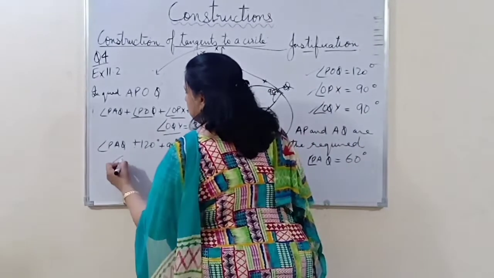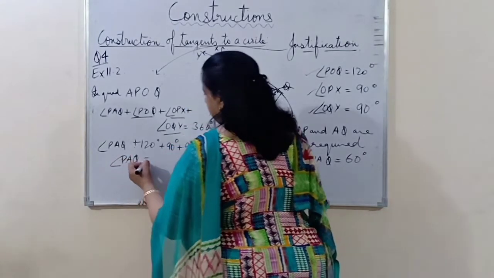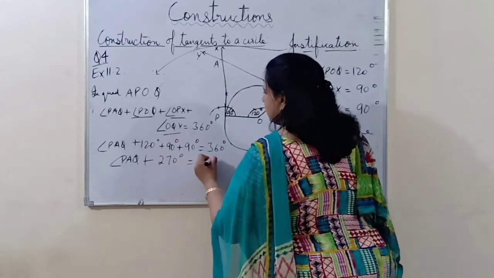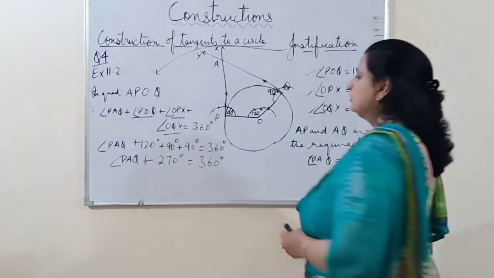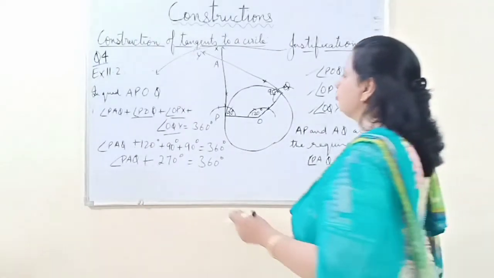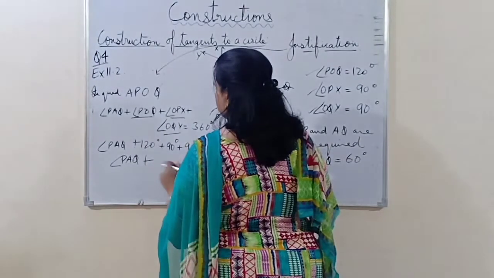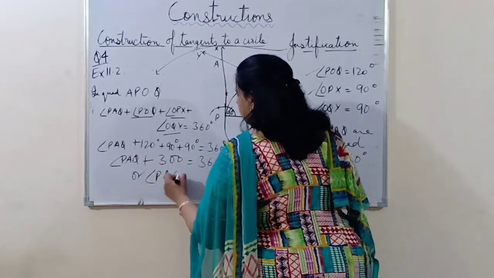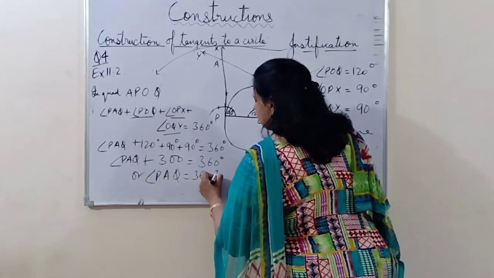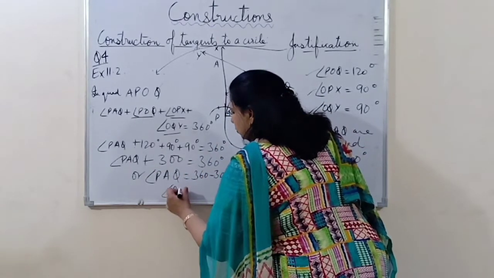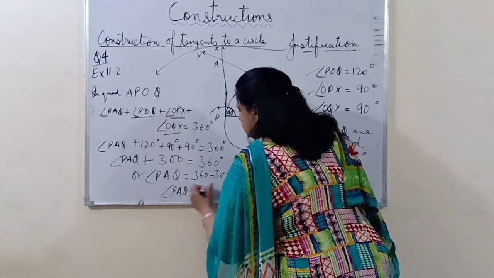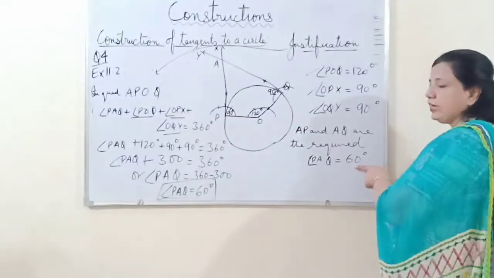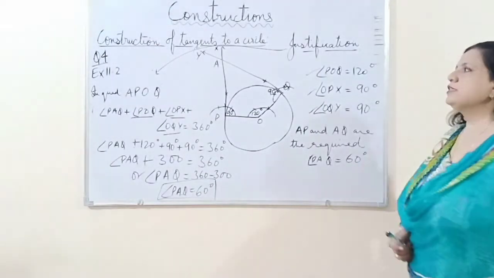Angle PAQ plus, sorry, this will be 300. The sum is 300. Angle PAQ plus 300 equal to 360 degree, or angle PAQ comes out to be 360 minus 300. So angle PAQ is 60 degrees. So first we have shown that these rays are inclined at an angle of 60 degree.